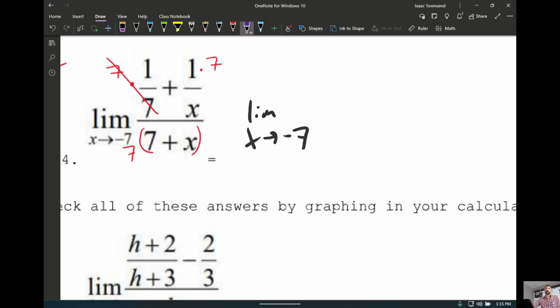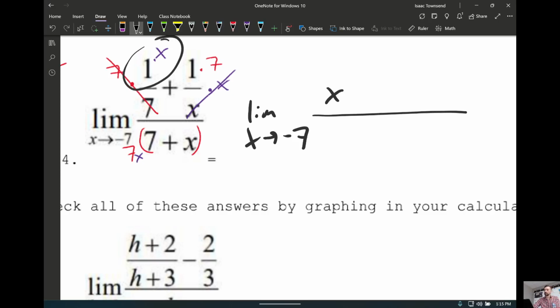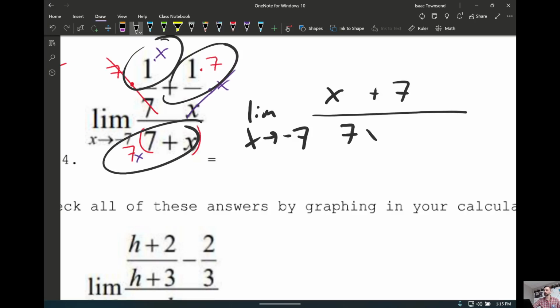Likewise, I would love to get rid of this divided by x. So I'd like to multiply this by x. But if I'm going to multiply this by x, every term needs to be multiplied by x. It's all or none. So what that leaves us with is 1 times an x plus a 7 times a 1 over a 7, an x, and a 7 plus x.